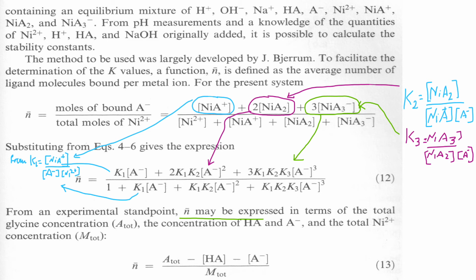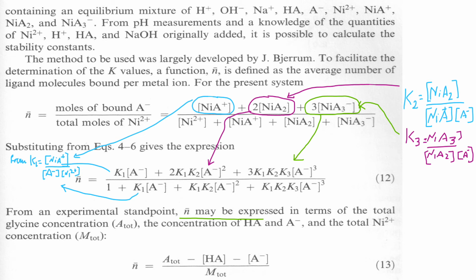by K1 times A minus. If you go back to the reactions of equilibria, K1 equals NiA plus divided by A minus times nickel, and substituting for NiA plus, you get K1 times A minus times nickel. The same for NiA2, it equals K1 K2 times A minus squared. NiA3 equals K1 K2 K3 times A minus to the power 3. Now, the nickel total equals nickel times 1 plus K1 times A minus, K1 K2 times A minus squared, K1 K2 K3 times A minus to the power 3.